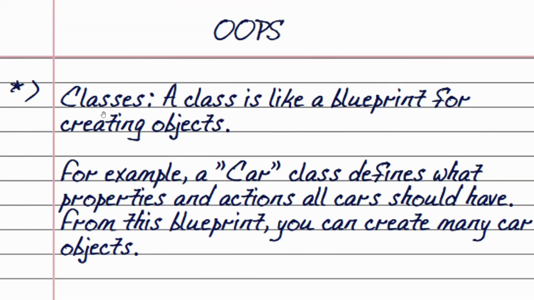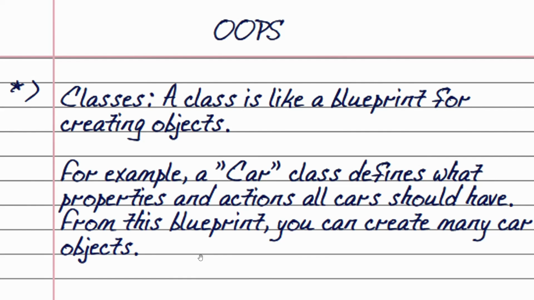So let's start with classes. A class is like a blueprint for creating an object. It is basically a blueprint before we create an object. Before we build a building, we create its blueprint. It's like that only in the real world. So let's take an example. A car class defines what properties and actions all cars should have. From this blueprint, you can create many car objects.